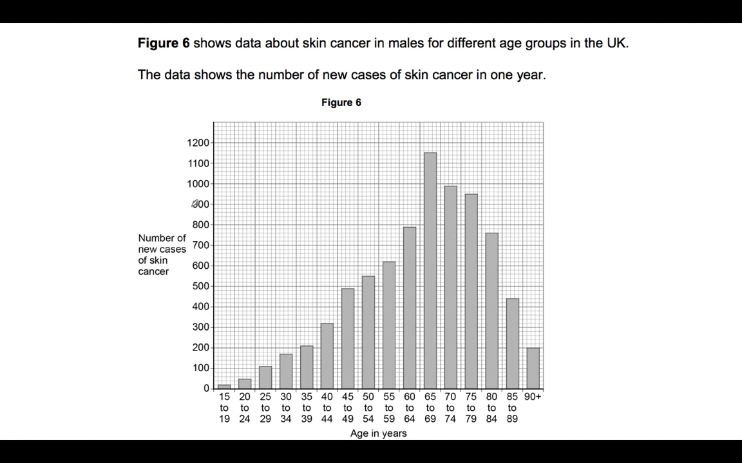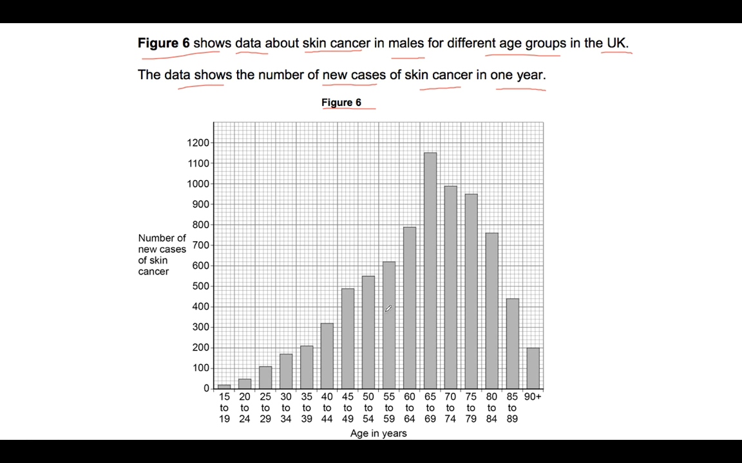We've got a few questions now coming up that ask questions based on figure 6. And that's figure 6, this graph here. It shows data about skin cancer in males for different age groups in the UK. And the data shows the number of new cases of skin cancer in 1 year.